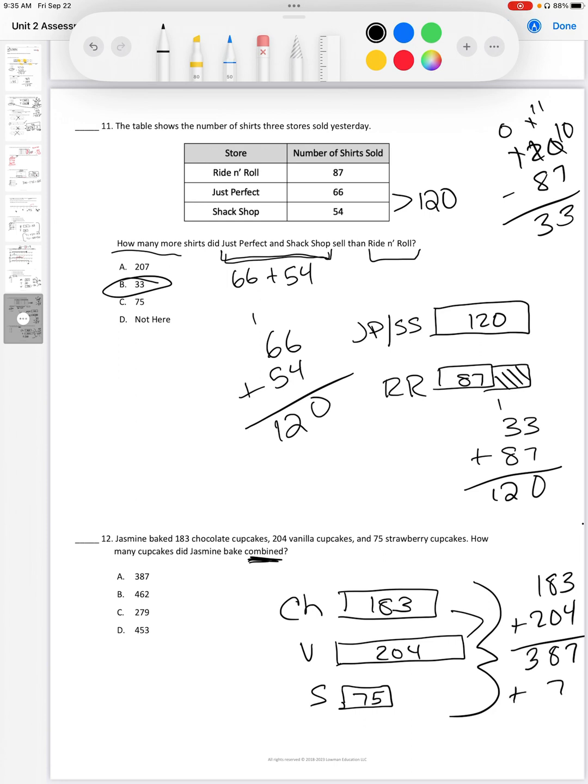Then add to that 75. 7 and 5 is hopefully still 12. 1 and 7 is 8. 8 and 8 is 16. And then 3 plus 1 is 4. Let's hope that's an answer choice.